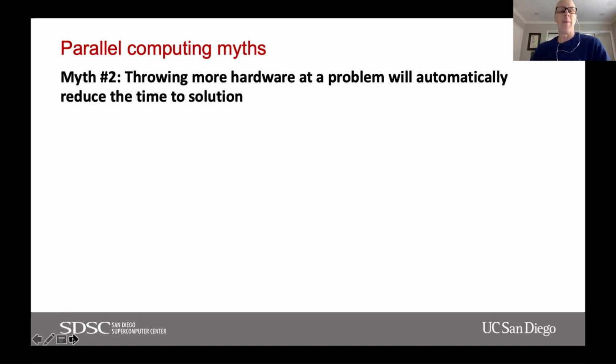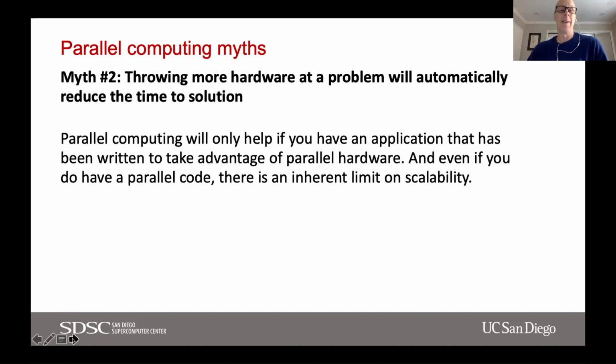Okay, another myth that we have with parallel computing is that throwing more hardware at a problem will automatically reduce the time to solution. So parallel computing is only going to help if you already have an application that has been written to take advantage of the parallel hardware. We've had cases here in the past when somebody had a serial application and they tried running it in parallel on a supercomputer. What they ended up doing was running the same code, the same problem, the same data multiple times. Essentially, they were repeating their work rather than running in parallel. So if you do want to use parallel computing, you do have to have a code that's been parallelized.